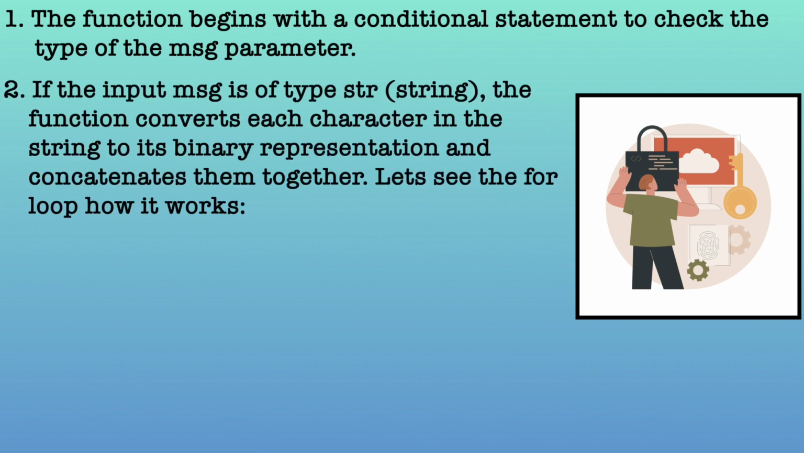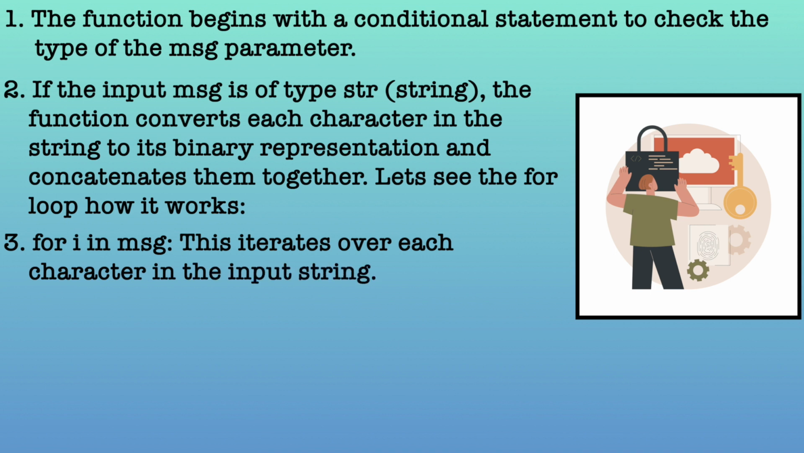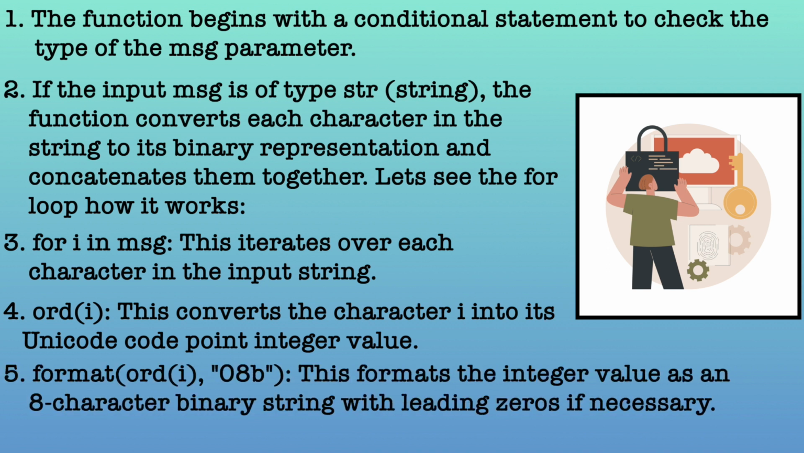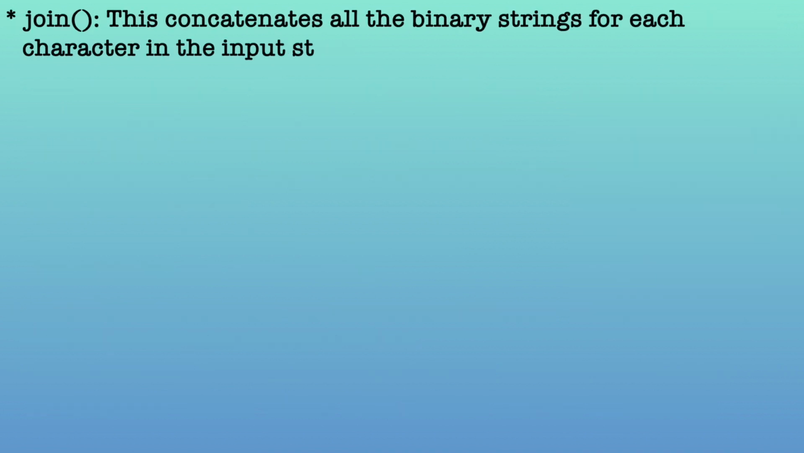If the input message is of type string, the function converts each character in the string to its binary representation and concatenates them together. Let's see how the for loop works. For i in message, this iterates over each character in the input string. ord(i) converts the character i into its Unicode code point integer value. The format(ord(i), '08b') formats the integer value as an 8 character binary string with leading zeros if necessary. The join method concatenates all the binary strings for each character in the input string together.